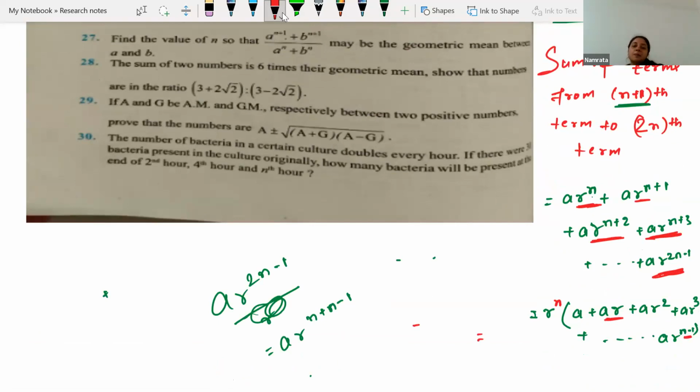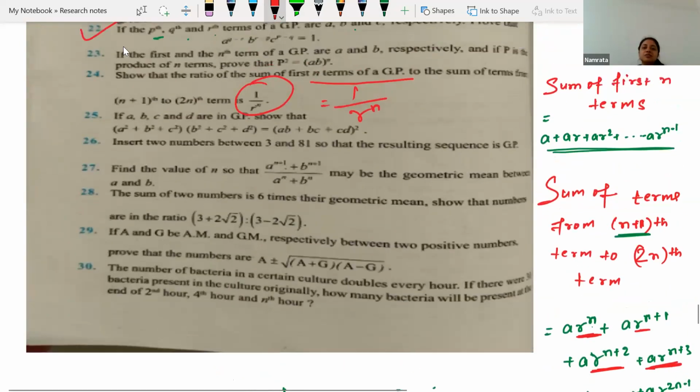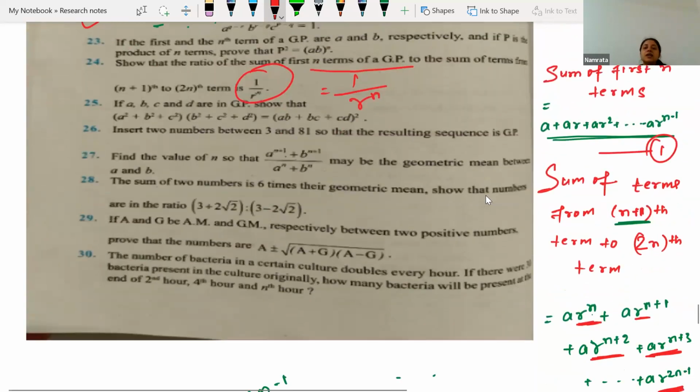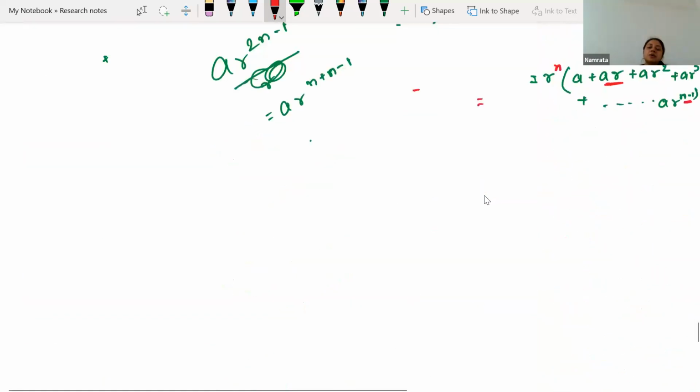Can you see it, Lina? Yes, ma'am. Why we are doing so? So that we can reach the proof. 1 by r to the power n. So now, whatever is in bracket, that is exactly our equation number 1, right? Yes, ma'am. So ar square, ar to the power n minus 1.